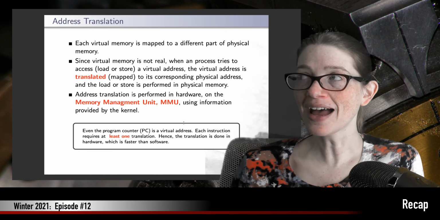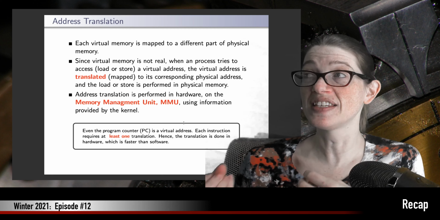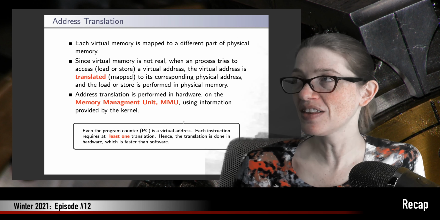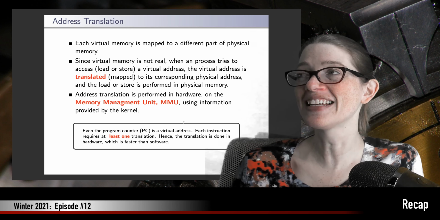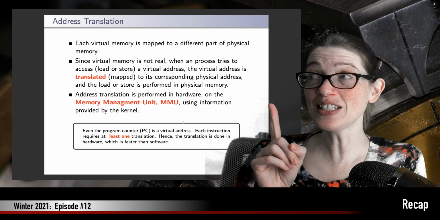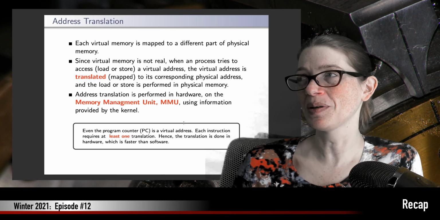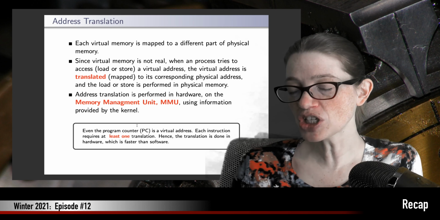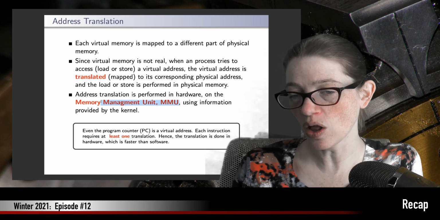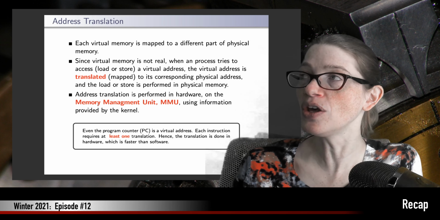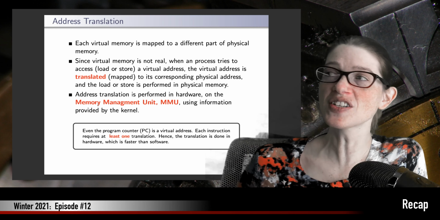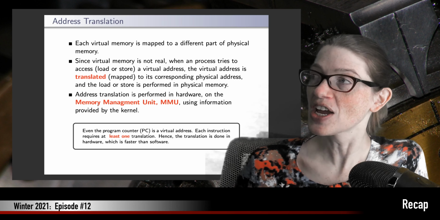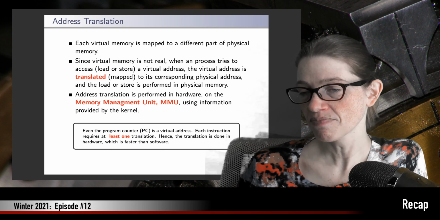Well, then you're going to have to be translating every address before the CPU uses it. And one idea is to have the kernel of the operating system do that, but that would be an exception, at least one exception for every single assembly instruction. And that's just not feasible. So what we actually have in the hardware is this thing called the memory management unit, or the MMU, and it's going to take each address and translate it from a virtual address to a physical address so that the CPU can actually use it.